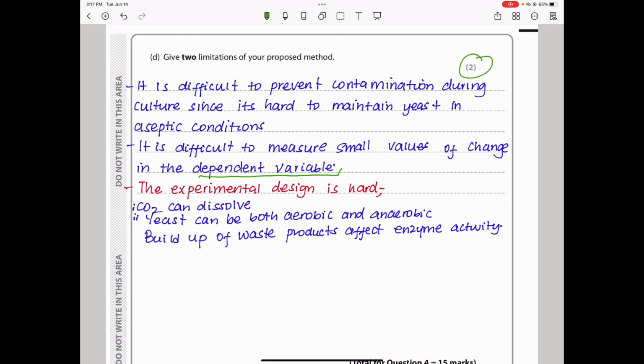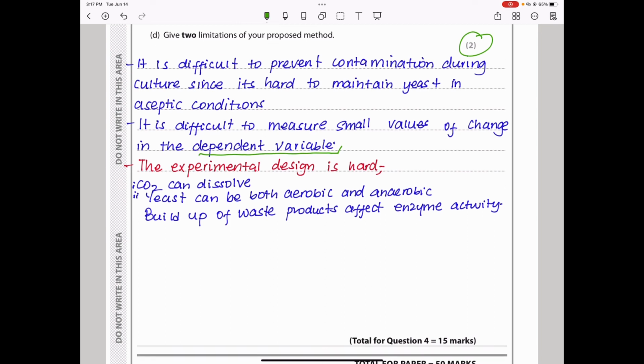This is about 2 marks, but I added something here: carbon dioxide could dissolve, of course, in the liquid. Remember, we put these organisms in a glucose solution. So carbon dioxide, or any of the gases, could dissolve in the glucose solution, and if we cannot measure them, then that is going to be difficult. Yeast can be both aerobic and anaerobic, meaning after producing carbon dioxide, it can also use that carbon dioxide in anaerobic respiration. So those are all setbacks.